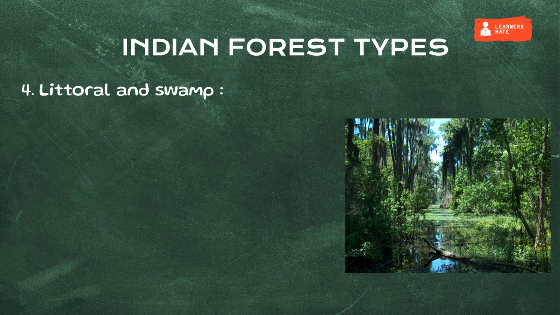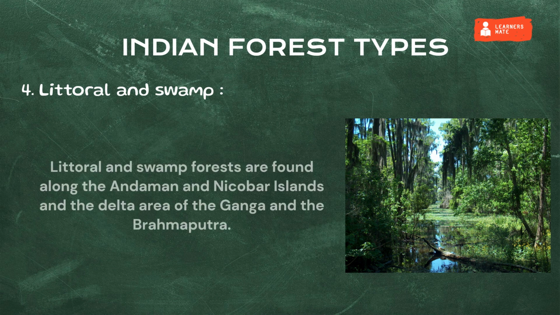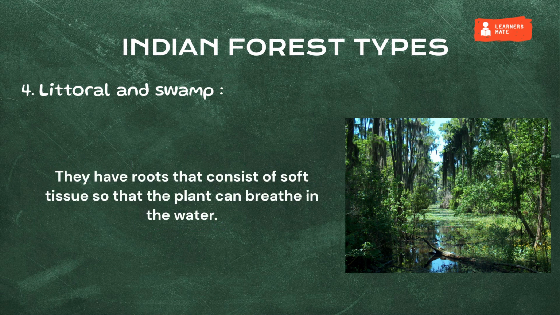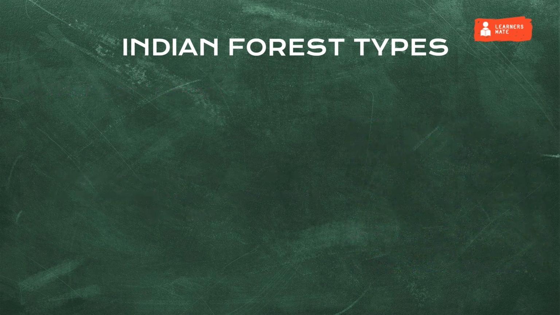Littoral and swamp. Littoral and swamp forests are found along the Andaman and Nicobar Islands and the delta area of the Ganga and Brahmaputra. They have roots that consist of soft tissue so that the plant can breathe in the water.